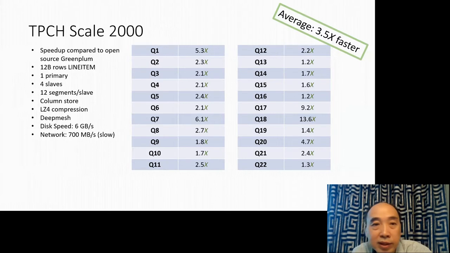Greenplum by default, is it a column store or a row store? It supports everything. Okay. So this is Vitesse column store compared to Greenplum column store? No. The only thing we add there is LZ4 compression. Got it. Okay. Yeah, they don't have that.